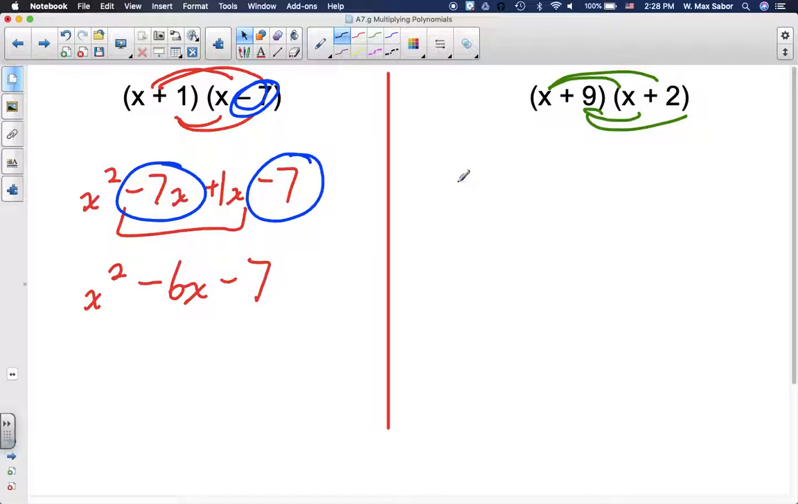So x times x is x squared. X times 2 is 2x. 9 times x is 9x. And 9 times 2 is 18.